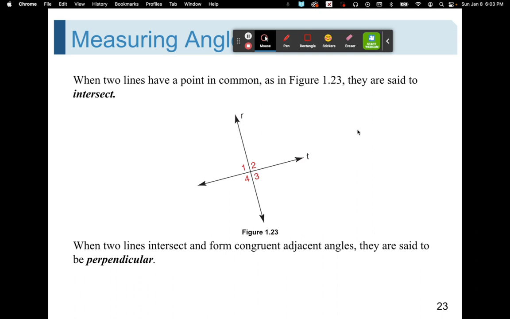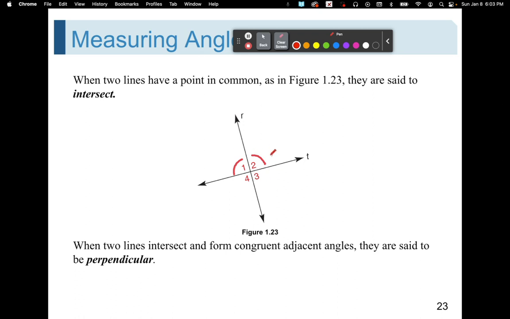When two lines have a common point, they're said to intersect. So in this particular case, line R and line T intersect, and so they have a common point. When two lines intersect and form congruent adjacent angles, they're said to be perpendicular. Ooh, congruent adjacent angles. Okay, so let's talk about what adjacent means. Adjacent means side by side. So right now, angle 1 and angle 2 are adjacent to each other.